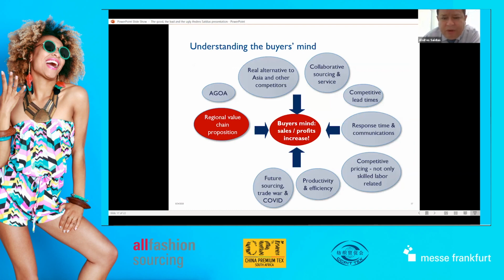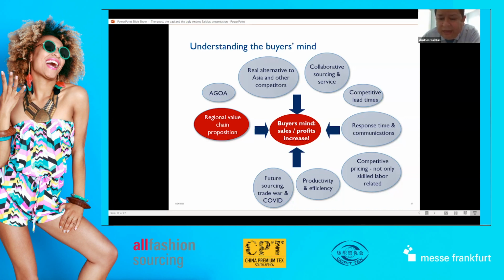What they want: profits. They want to increase the sales, all right? So AGOA is one factor that we present. We are a real alternative to Asia and other competitors, for sure. Huge factor, a lot of factories in Africa all over. The concept of collaborative sourcing and service, extremely important that we can provide that. Competitive lead times, quick response programs, response time and communication, effective communication, very important as mentioned.